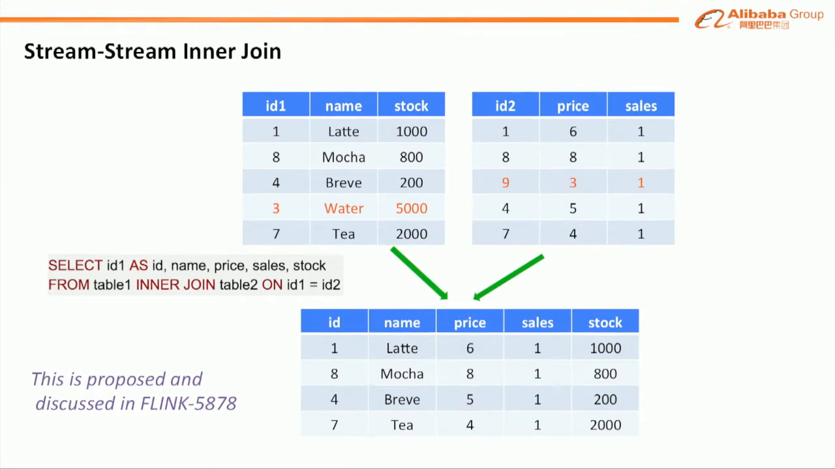And in this case, if the key matches, it will generate a result. The highlighted part in yellow is 3 water. This is only showing on the left side, not on the right side. So some users don't want the intermediate result because it's just a partial result. They don't want to emit it.